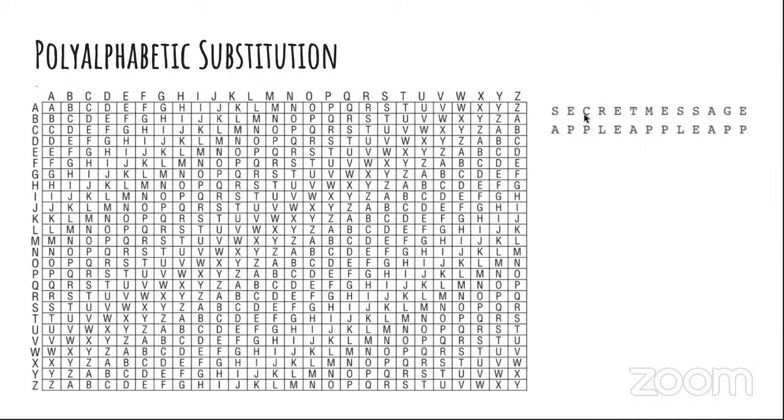And then we would do the same for the letter C. Here's the letter C, we go all the way down until we find the letter P. It's an R, and so on and so forth. In the end, this is what we would get. Multiple substitution ciphers in one. To decrypt, you would need to do the reverse, but you would need to know what the key was in order to figure out the proper lineup between the rows and the columns.